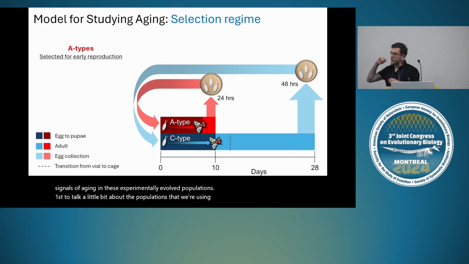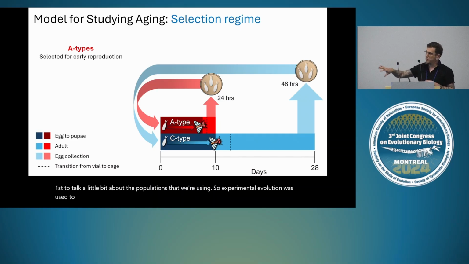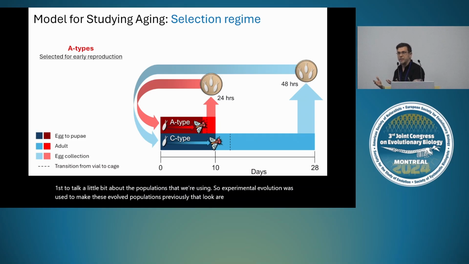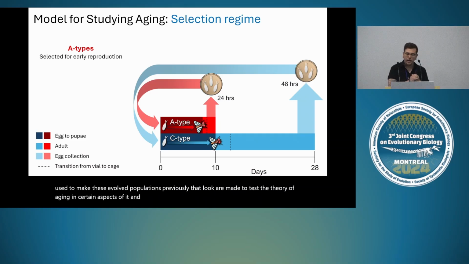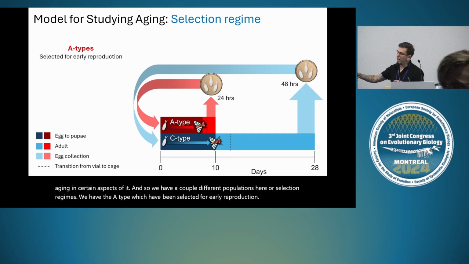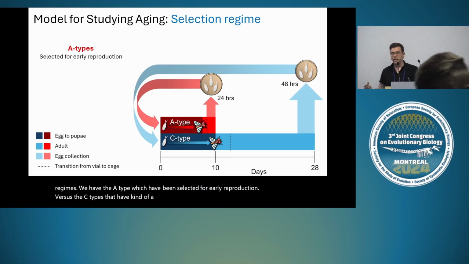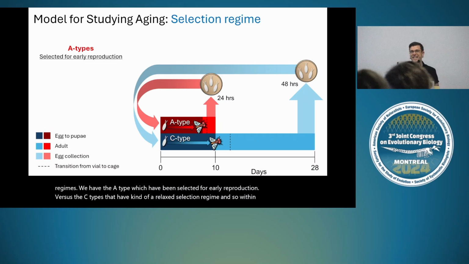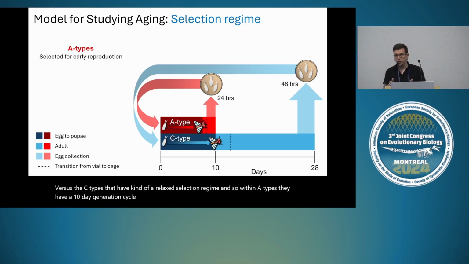Experimental evolution was used to make these evolved populations previously, to test the theory of aging and certain aspects of it. And so we have a couple different populations, or selection regimes. We have the A-types, which have been selected for early reproduction, versus the C-types that have a relaxed selection regime. The A types have a 10-day generation cycle, so really short for fruit flies, and the C types have a 28-day generation cycle, which is fairly relaxed.